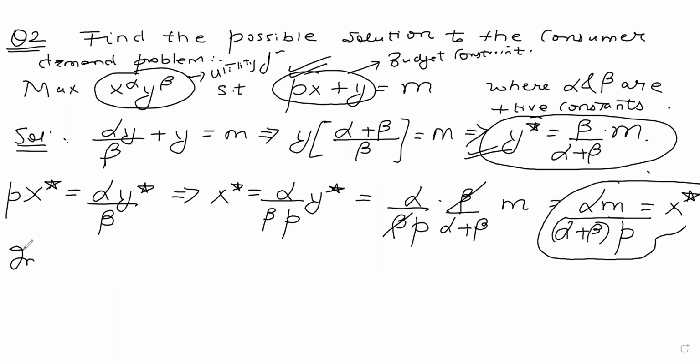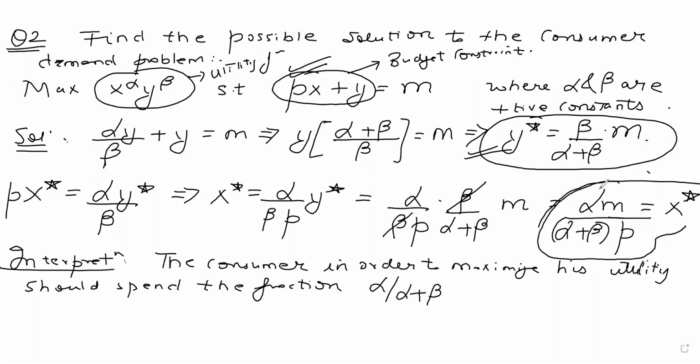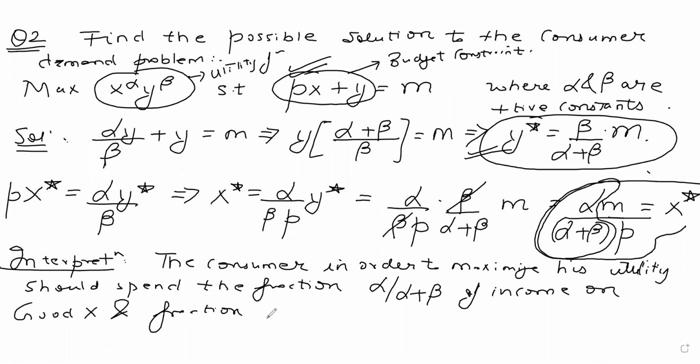Okay, so if I interpret the results, the consumer, in order to maximize his utility, should spend the fraction alpha upon alpha plus beta of the income on the first good, or I can write on good X, and the fraction beta upon alpha plus beta of its income on good Y.